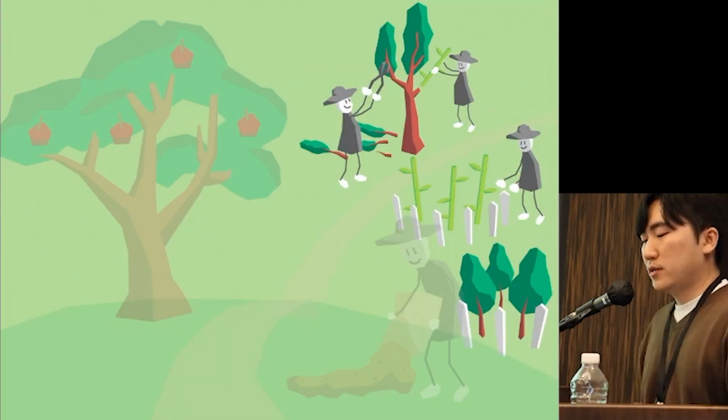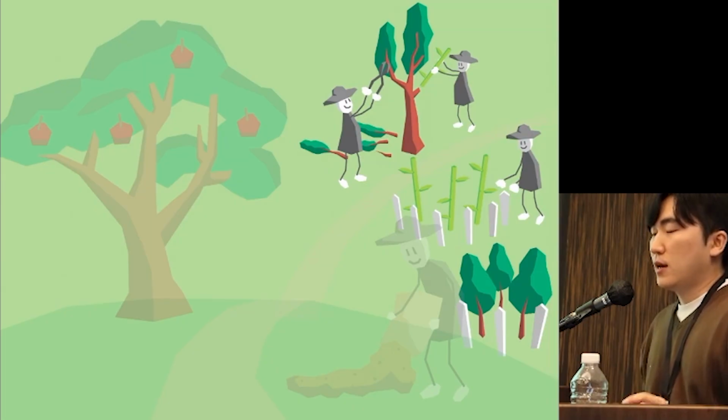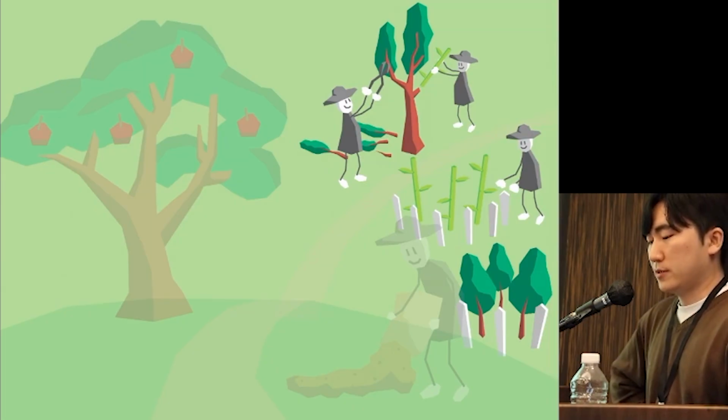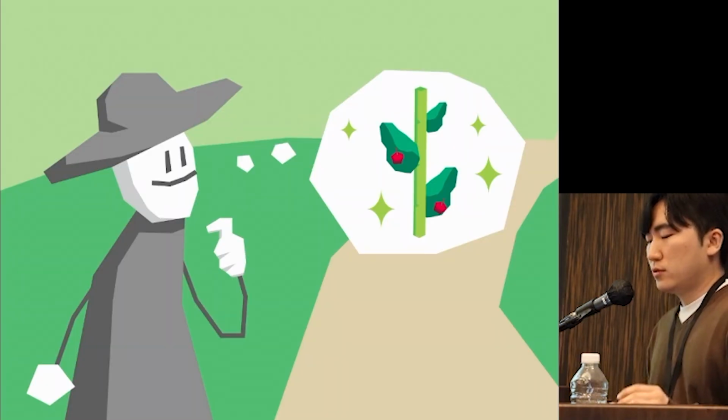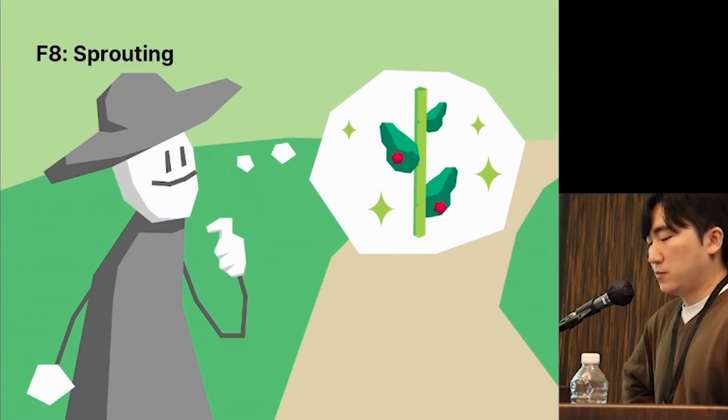Those 3 patterns were about organizing papers, and the last 2 are about reading papers. Participants move between papers as they read. This sparked new ideas. It resembles new shoots sprouting, signaling fresh growth. So I named this pattern sprouting.